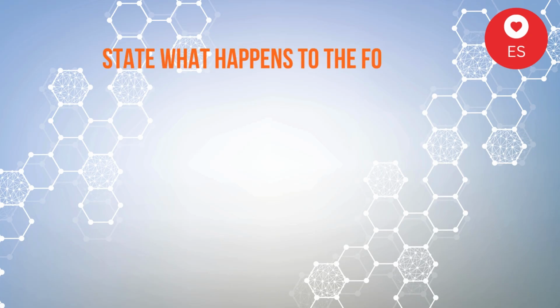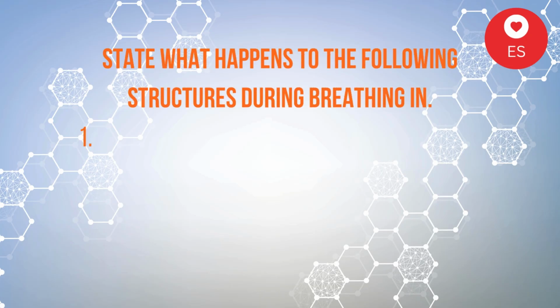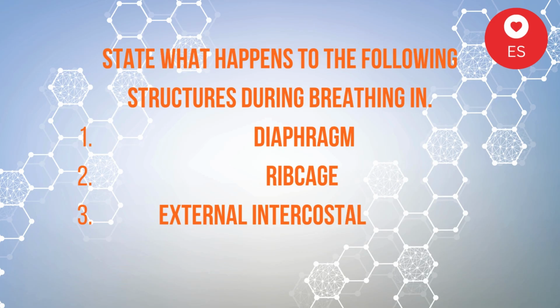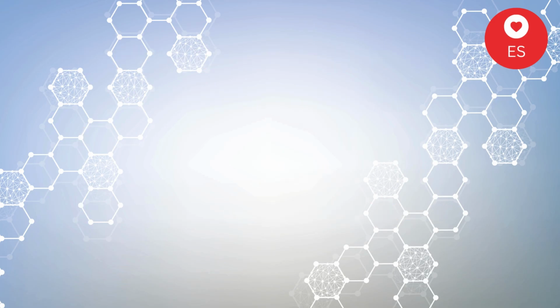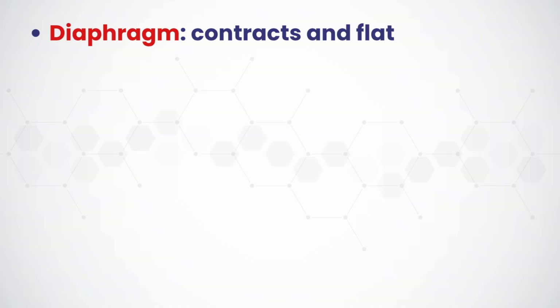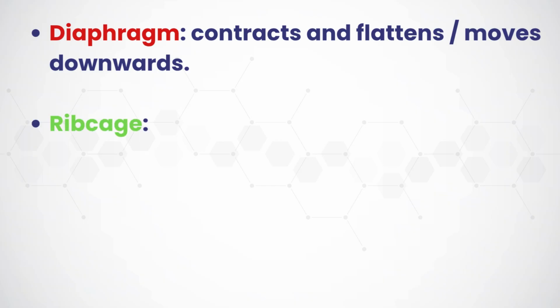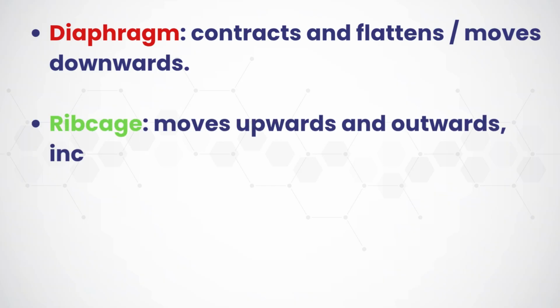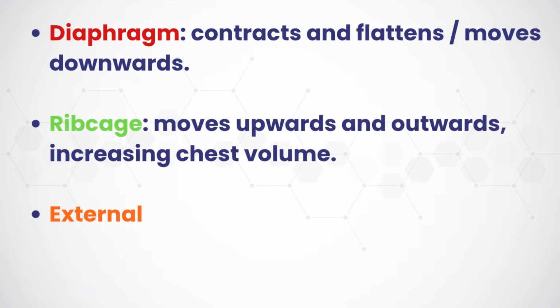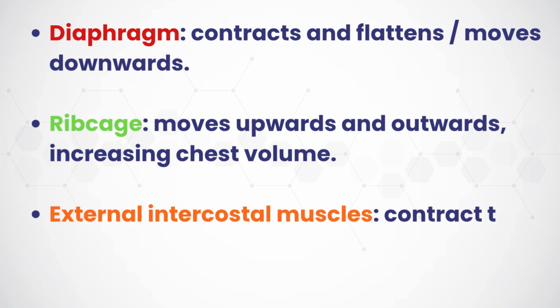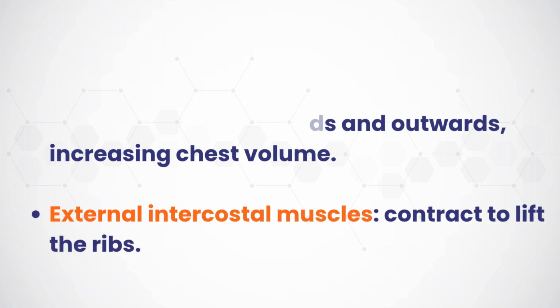State what happens to the following structures during breathing in: diaphragm, ribcage, and external intercostal muscles. Diaphragm contracts and flattens, moves downwards. Ribcage moves upwards and outwards, increasing chest volume. External intercostal muscles contract to lift the ribs.